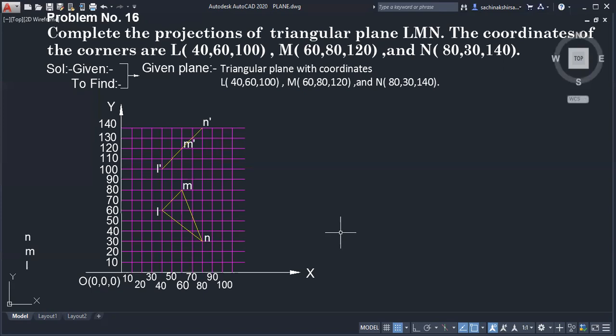And next time, I will ask what is the length of LM, MN and LN. Okay, and afterwards we will complete this problem.